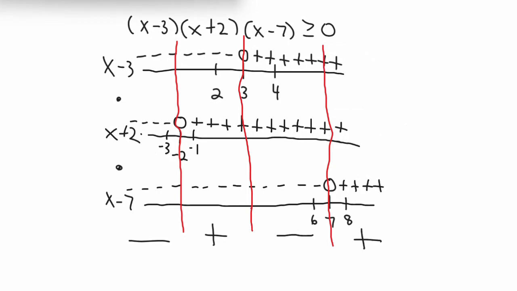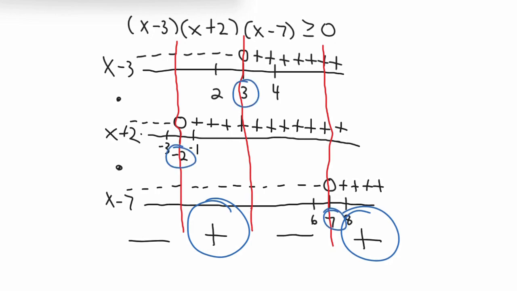We want to find the sections where this is greater than or equal to 0. So in other words, 0 or positive. The sections where it's positive are going to be here and here, where the product of all those factors is positive. And it can also be equal to 0. So we need to find out where it's going to be equal to 0. If any one of these factors is 0, the whole thing is going to be 0. At negative 2, at 3, and also 7, it's going to be equal to 0. We need to include all the endpoints here.